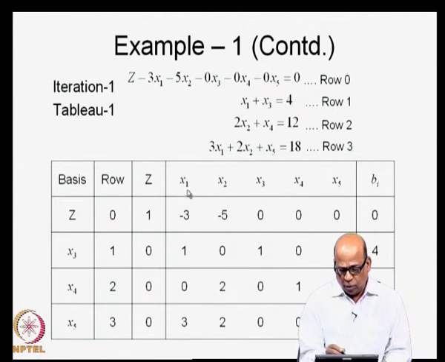Similarly, corresponding to each of the variables x1, x2, x3, x4, x5 etc., we write the coefficients in the corresponding rows. So, look at x1. In row 0, it has a coefficient of -3, and in row 1 it has a coefficient of 1. In row 2 it has a coefficient of 2.